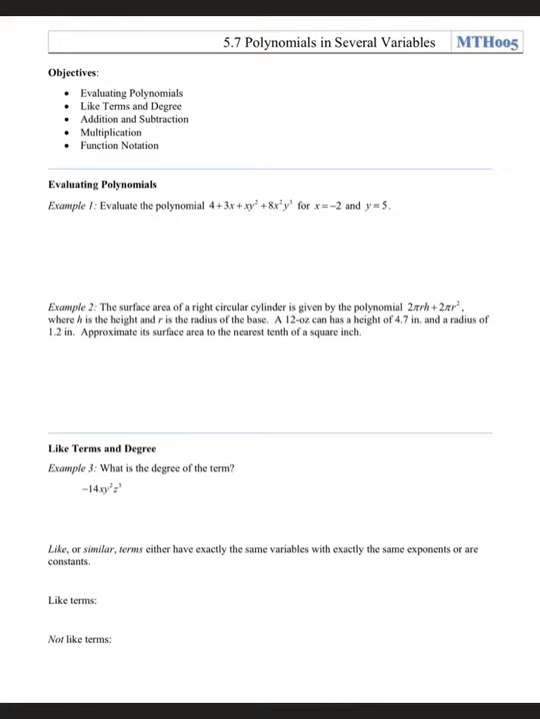Hello, Math 005. This is your very last section of this course, and it's 5.7, polynomials in several variables. This is going to be adding, subtracting, and multiplying polynomials just like we've been doing the past couple sections. The only difference now is we have more than one variable in each given problem.